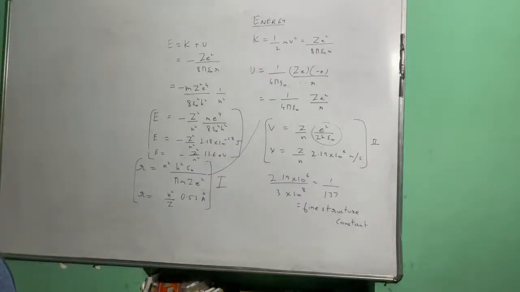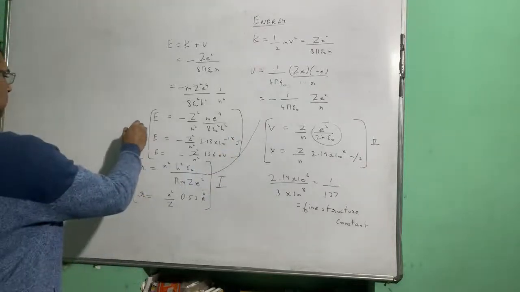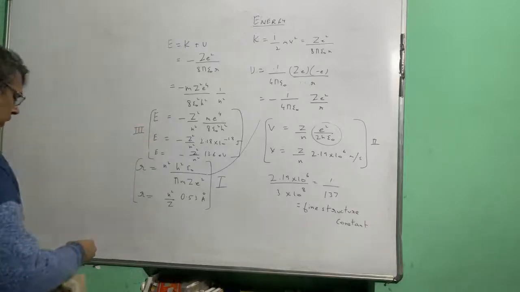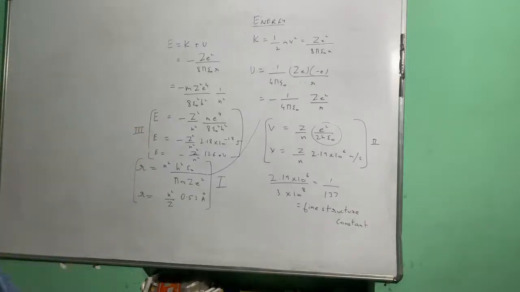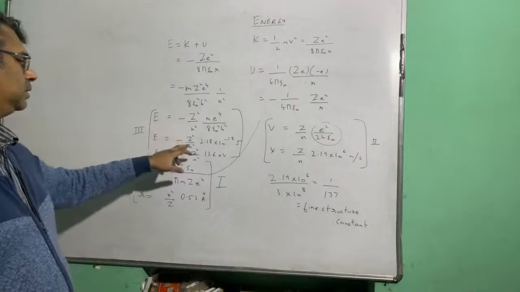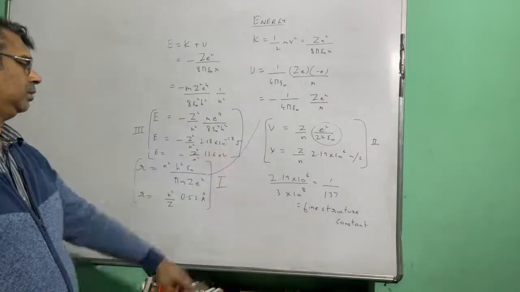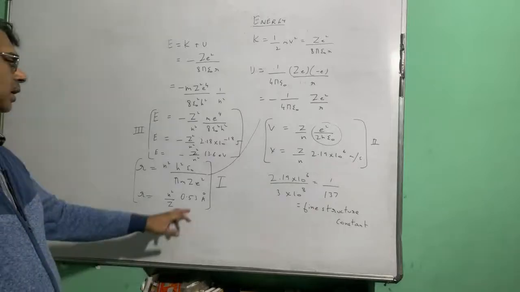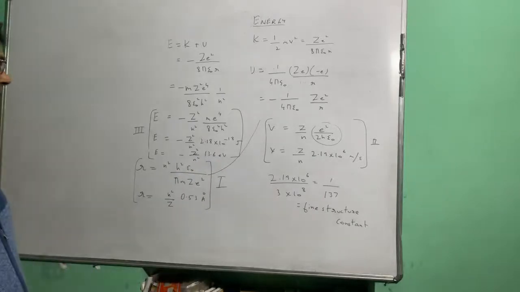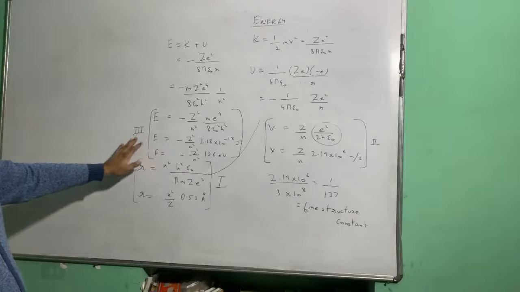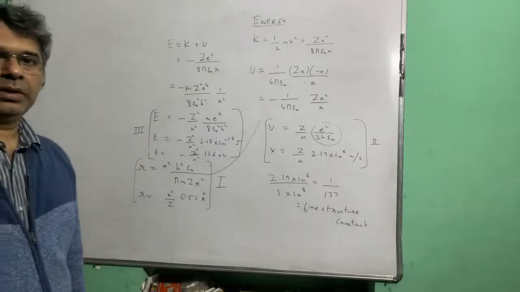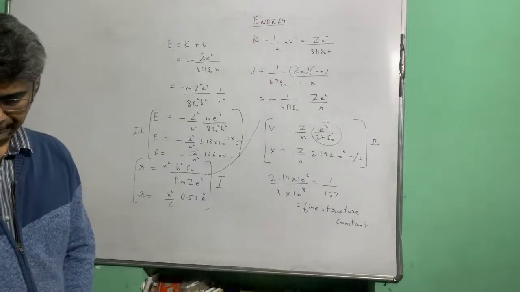So these are the bunch of three equations for the energy. Okay, so I'm saying it again. The energy is minus Z square by n square. This entire thing will calculate to 2.18 into 10 to the power minus 18 joules, which is also 13.6 electron volt. So this whole bunch is the calculation for the energy.